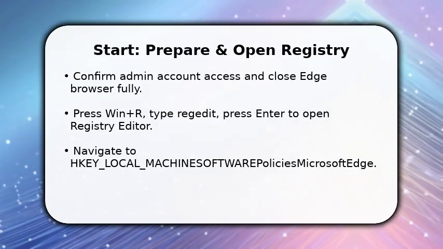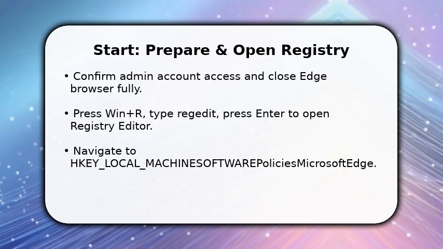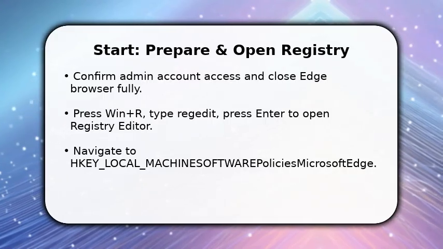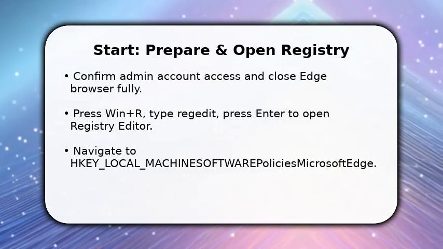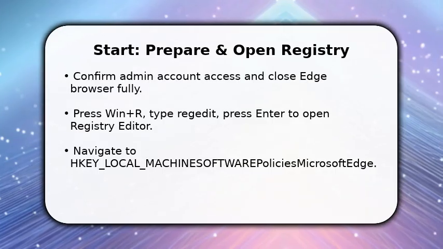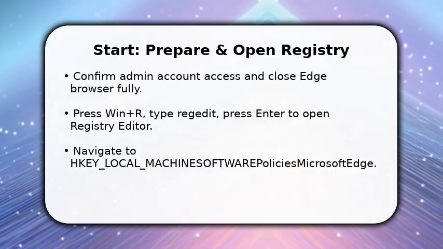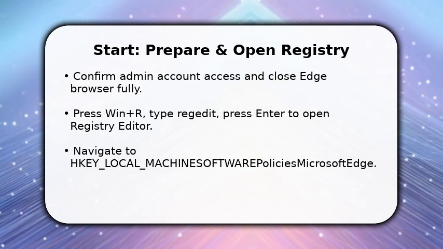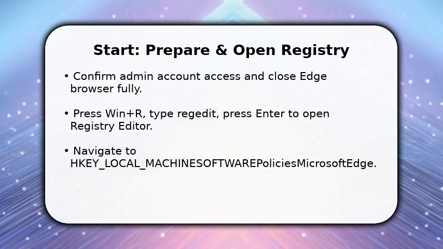If the Edge key does not exist, you will create it in the next step. This is the first actionable step because modifying the correct path controls browser policies system-wide. Keep calm and move carefully. Incorrect edits can affect Windows settings, so plan to back up the registry key.